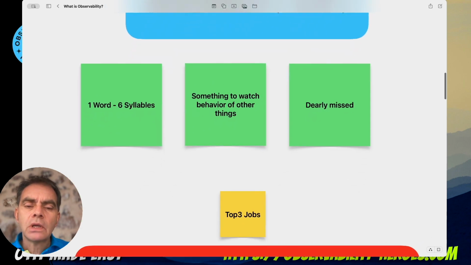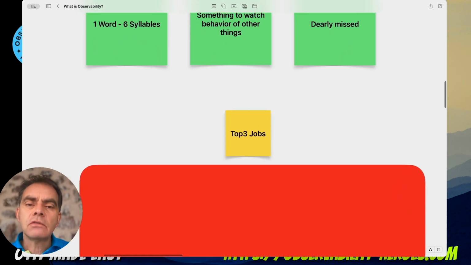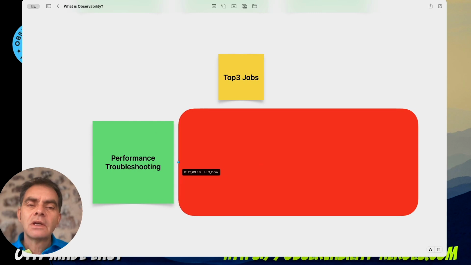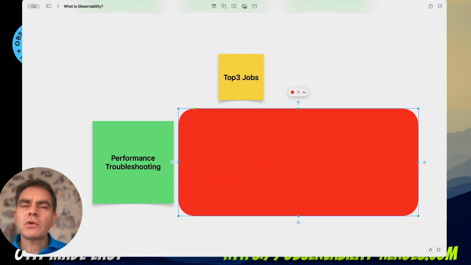Coming to the top 3 jobs in the field of observability. What are the top 3 jobs? Well, the first one is performance troubleshooting. This is not a surprise. Observability is needed if the system behaves in a way that it shouldn't, and you have to fix it.